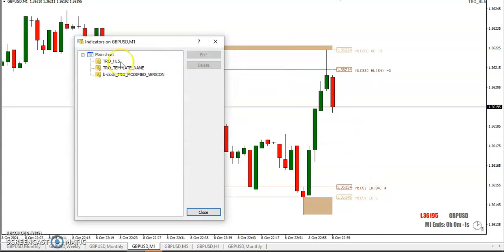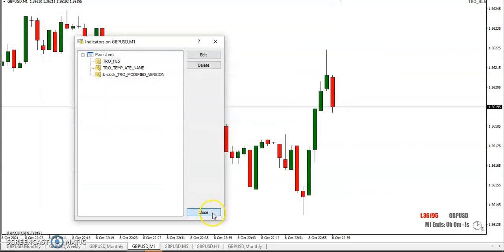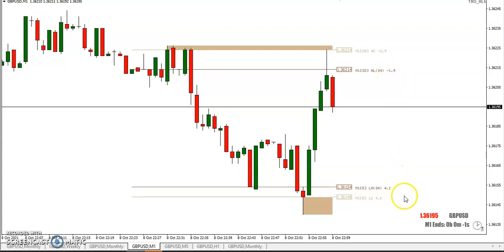Now, there's one other modification I made, because I really don't like that 5th digit, but some people do. So under My Display Decimals, I have 0 decimals, but if you want to have it down to the points, then you can see here. So once again, 5 bars ago, we had the lowest high. 5 bars ago, we had the lowest close. 32 bars ago, we had the highest low. And 28 bars ago, we had the highest close.